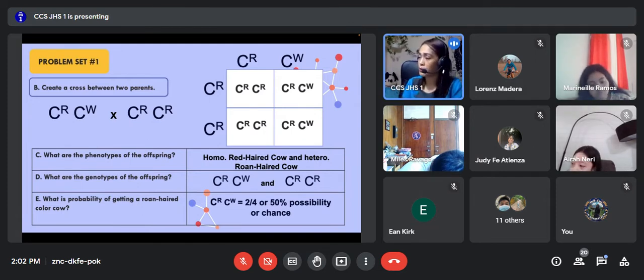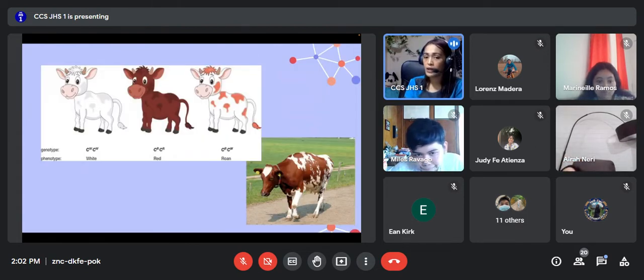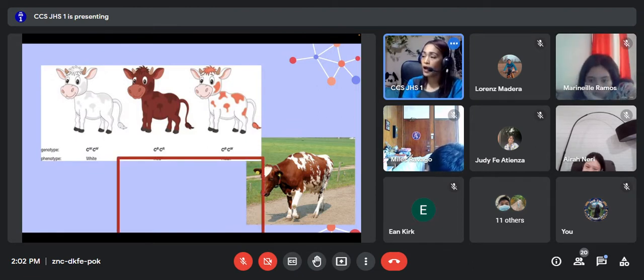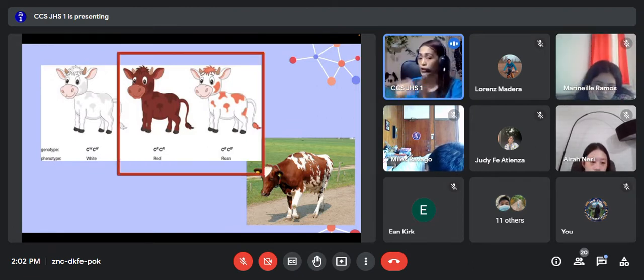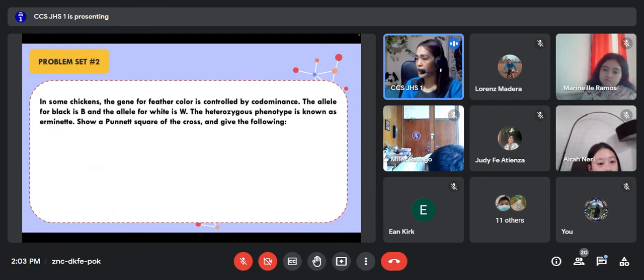Any questions for the first problem set? Clarifications? Okay, so let me go to the next slide. Here, there are three options: homozygous white, homozygous red, or a heterozygous roan. But for this set of parents, our options are limited to two out of the three, a homozygous red and a heterozygous roan. Okay, let's go now to the next problem set.